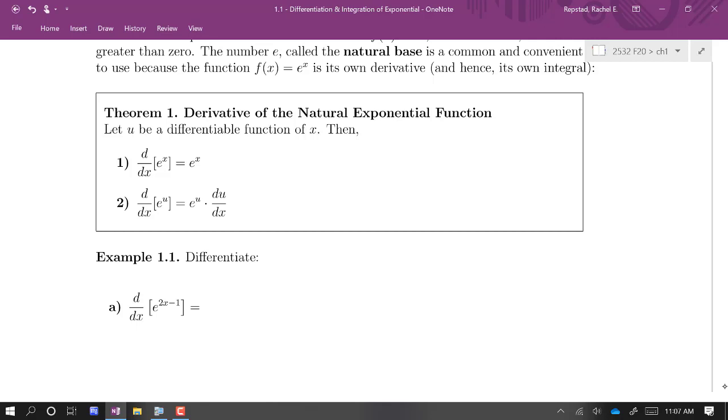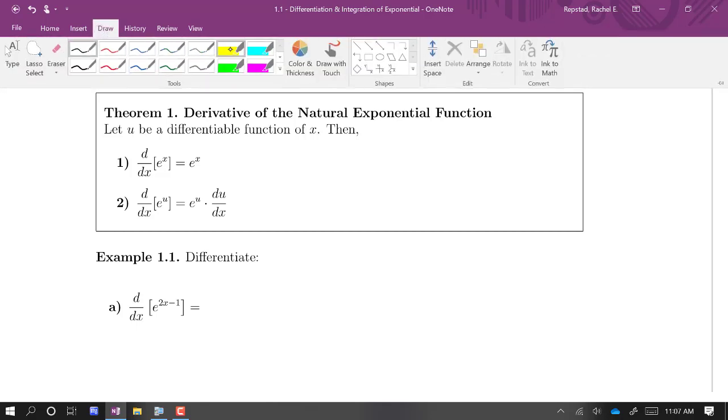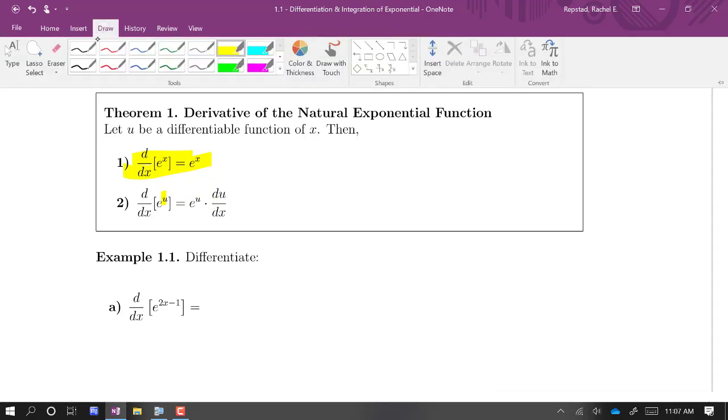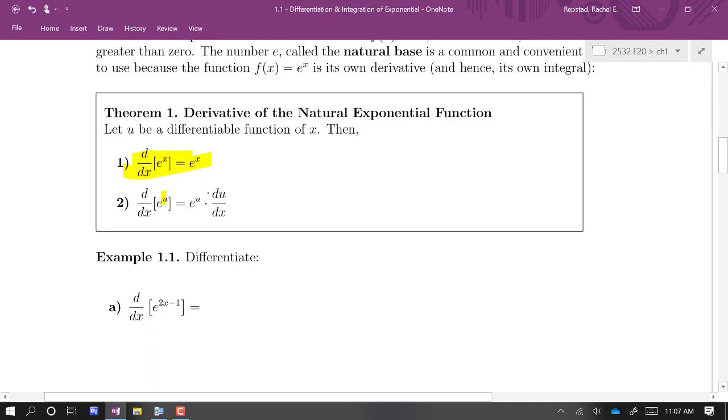material. e to the x, you might remember, is our favorite function. It's our favorite function because it is its own derivative, and that's what we see here, right? The derivative of e to the x is e to the x. Now, if we don't just have x in the exponent, but maybe some function of x, some stuff, which we refer to as u, then it's still its own derivative, except that we have to follow up by multiplying by the derivative of the stuff. That's this du dx on the end. This is what we call the chain rule.